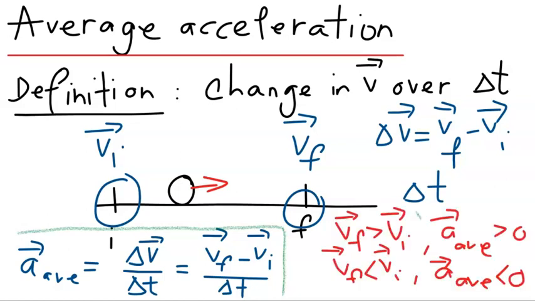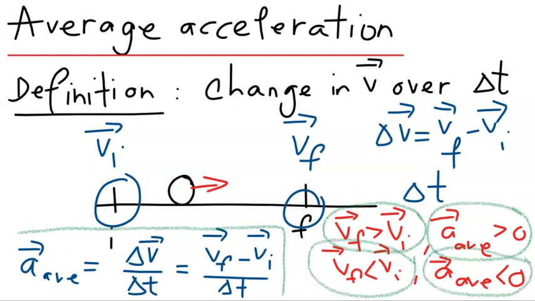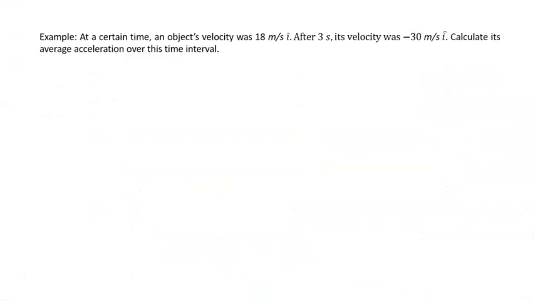Note that if the final velocity is greater than the initial velocity, the average acceleration is positive. The object is speeding up. If the final velocity is less than the initial velocity, the average acceleration is negative, or the object is slowing down.